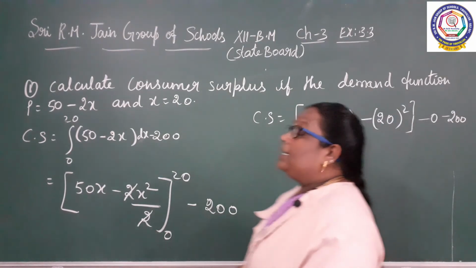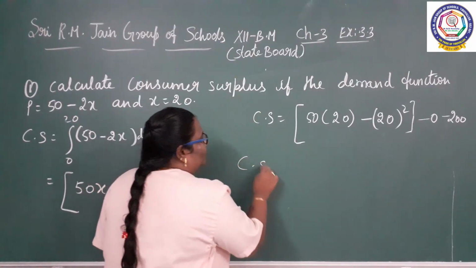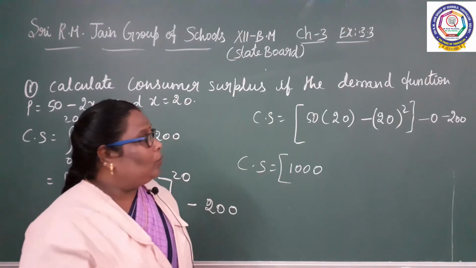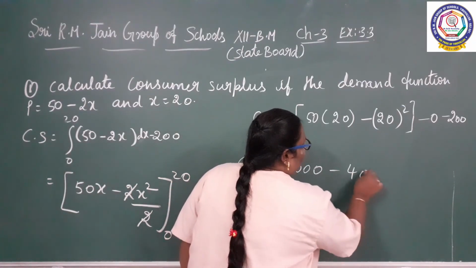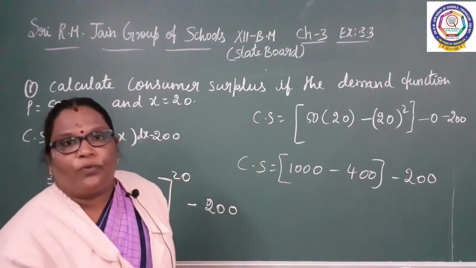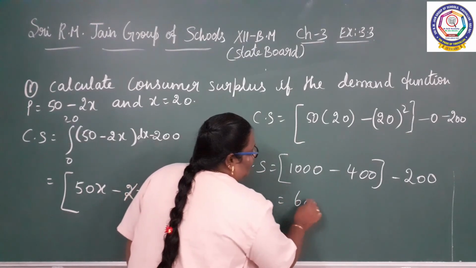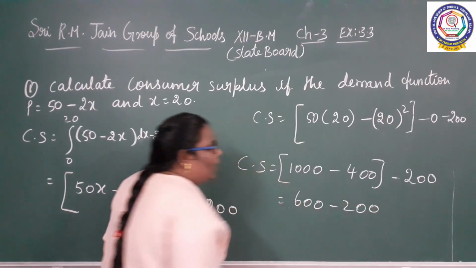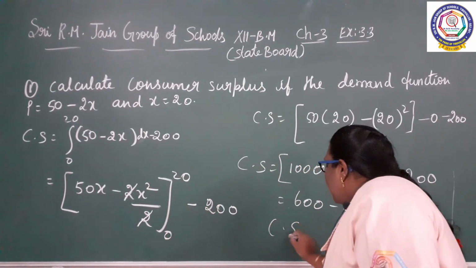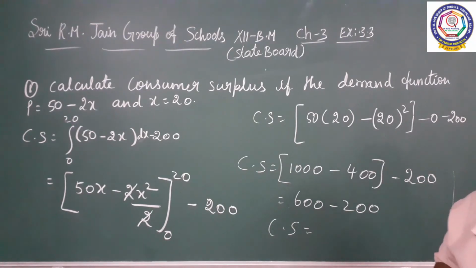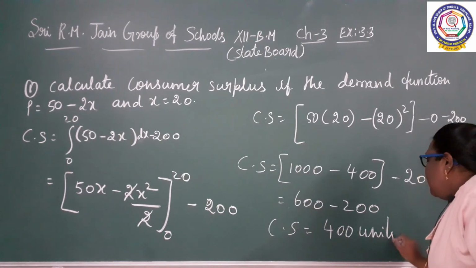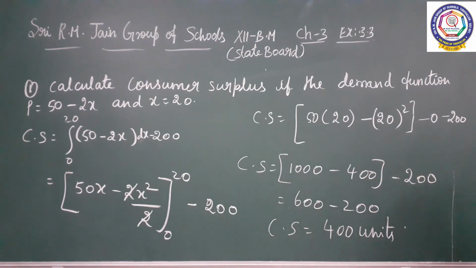So it gives consumer surplus equal to 1000 minus 400 minus 200. 1000 minus 400 is 600, minus 200. 600 minus 200 is what? Consumer surplus equal to 400 units, because it is an output, so 400 units.